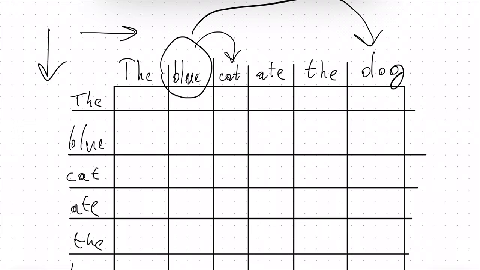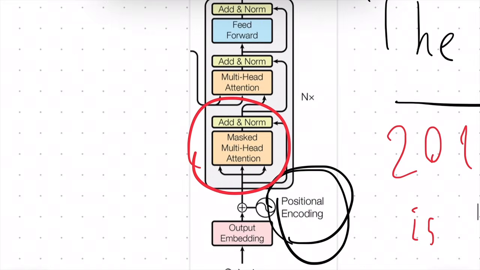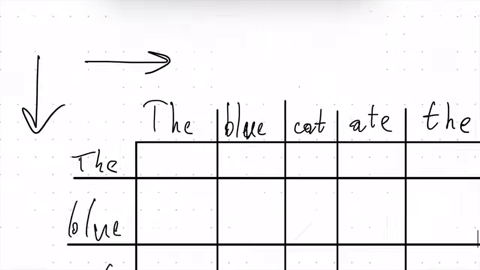If we take a quick look at the transformer architecture, we can see that this block is called masked multi-head attention. It is multi-head because we have multiple attention mechanisms running in parallel. The mask refers to the fact that when we are generating the next word, we can only look at the previous words and not the future ones.